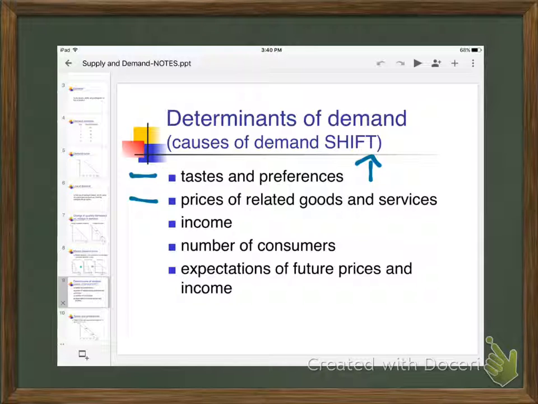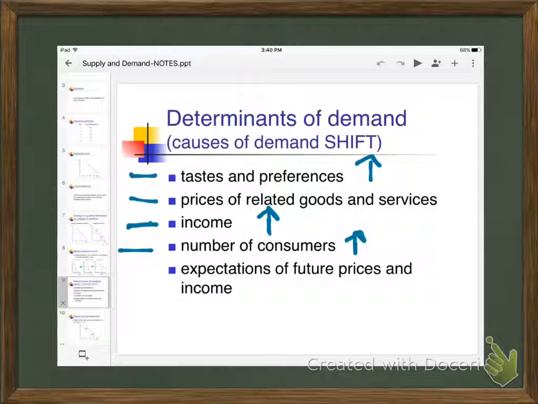Price of related goods. Here we dealt with and talked about in class substitutes and complements. So make sure you go back and look at your notes for explanation on that. That can have both effects, down and up. When we look at income, okay, people make more, they're going to spend more, demand's going to go up. They make less, they're going to spend less, demand's going to go down. The more consumers we have, again, consumers are people who buy products, the higher the population, the higher the demand.